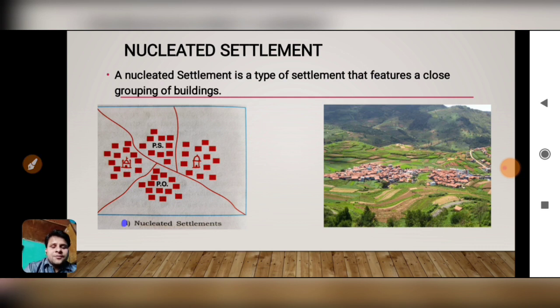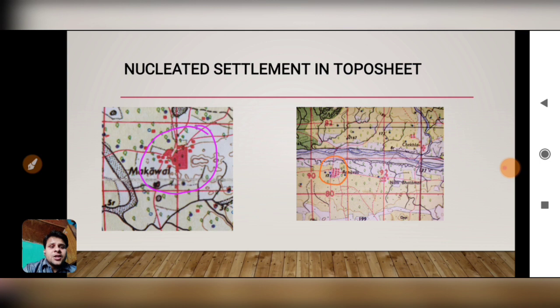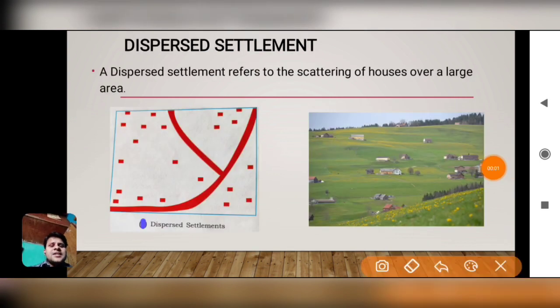In the left diagram you can see nucleated settlements are represented by this type of diagram. Now if we see in the topo sheet, by the 2 diagrams which are given in the picture, you can understand how this type of settlement is represented on the topo sheet. So we can identify it by this pattern. The nucleated settlements are groups of houses which are represented by the red color.